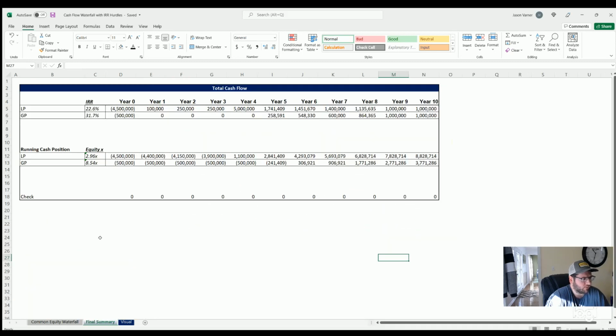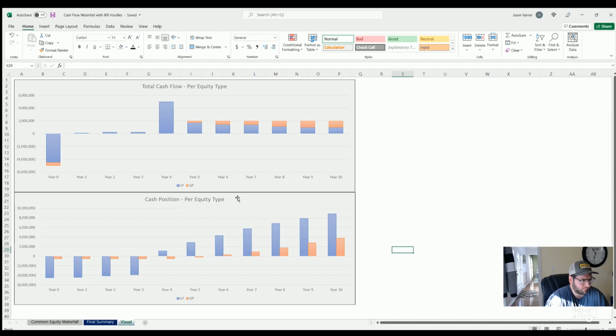I did do a final summary that shows the internal rate of return and equity multiple for the LP and GP. This is just a running cash position. This is a cash flow per period. I also did a visualization for the cash position and cash flow for the LP and GP.